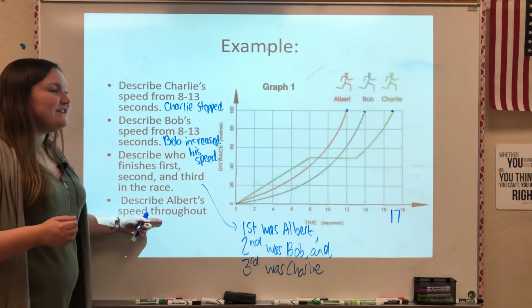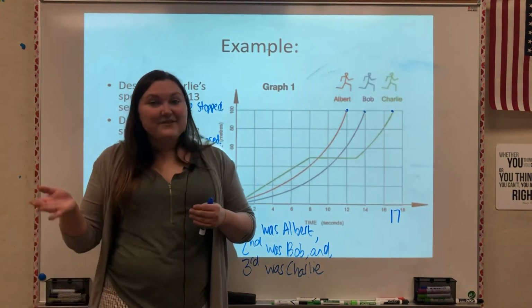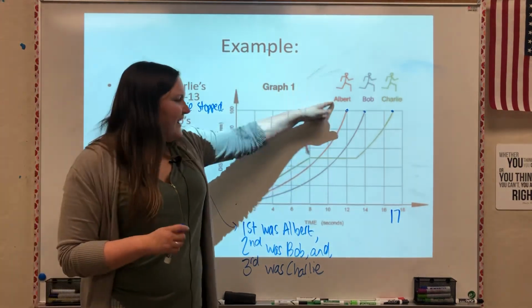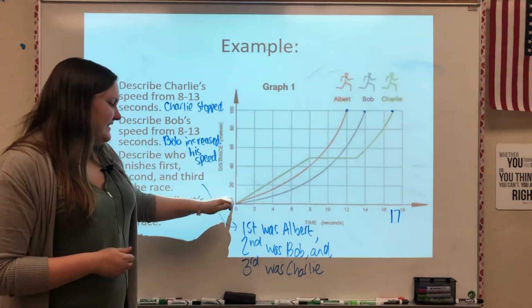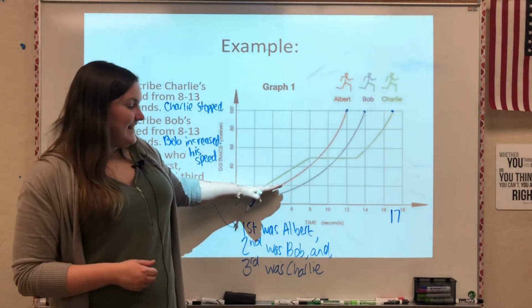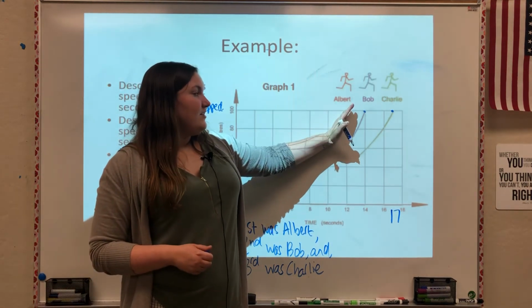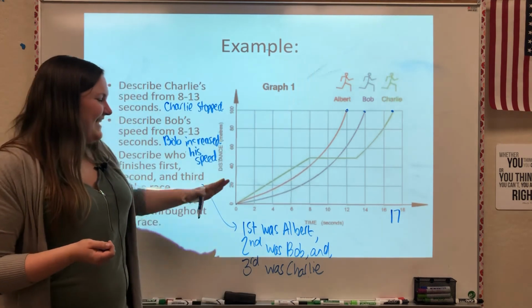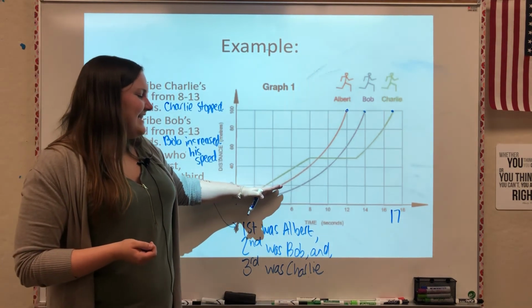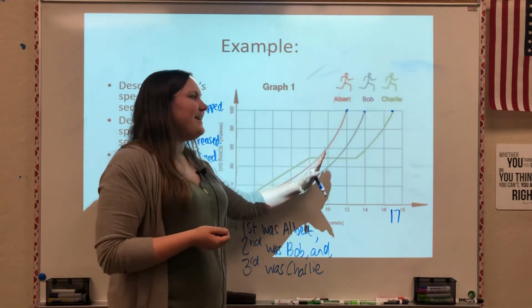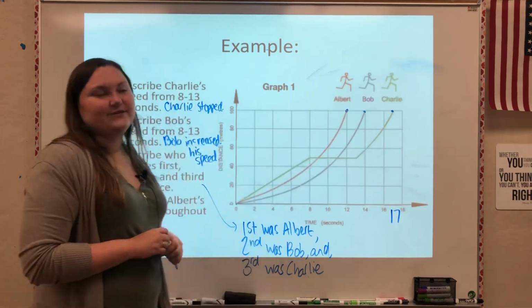That just means describe what Albert's doing from the beginning of the race to the end of the race. If I find Albert, he's our guy in red here. If I focus on what he's doing the entire time, I notice the entire time his line is curving up like this, which is something we already talked about with Bob. Do you remember what we said? It means he is the entire race increasing his speed. He's just getting faster and faster as he gets closer to the end.